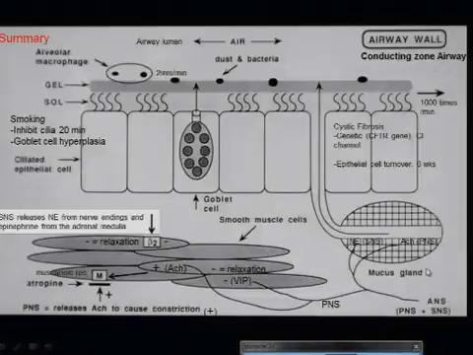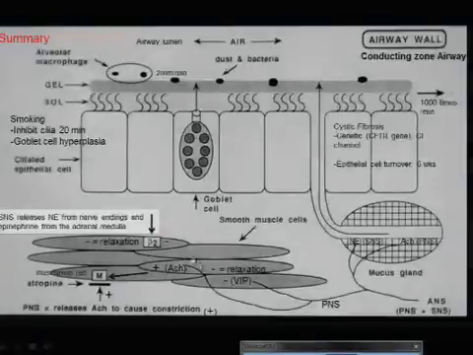Okay, and once again, we talk about our innervation here, the cross innervation between the sympathetic nervous system and the parasympathetic nervous system, whether it's on the mucus glands or on the muscles. So just make sure you understand that relationship in general.